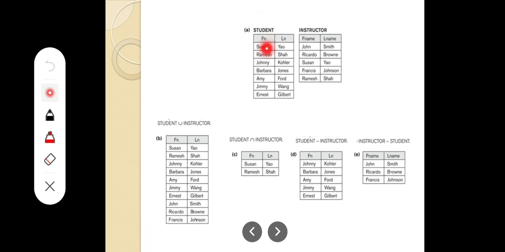Look at here. This is student and this is instructor. In order to perform a union operation, the attributes of these must be of the same type. Otherwise union cannot be performed.